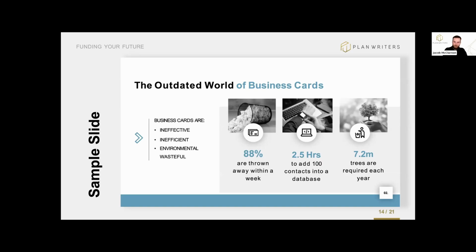And then on a little deeper level, you'll notice that each of these points actually correlates with a piece of the claim. So ineffective correlates with 88% being thrown away. Inefficient correlates with 2.5 hours. And environmentally wasteful correlates with 7.2 million trees.